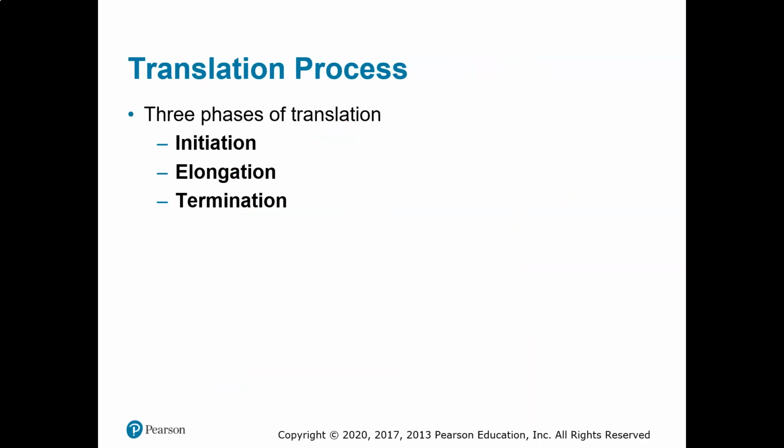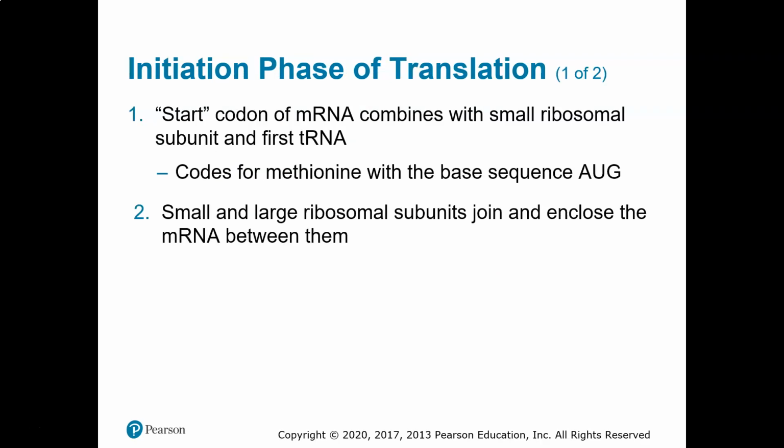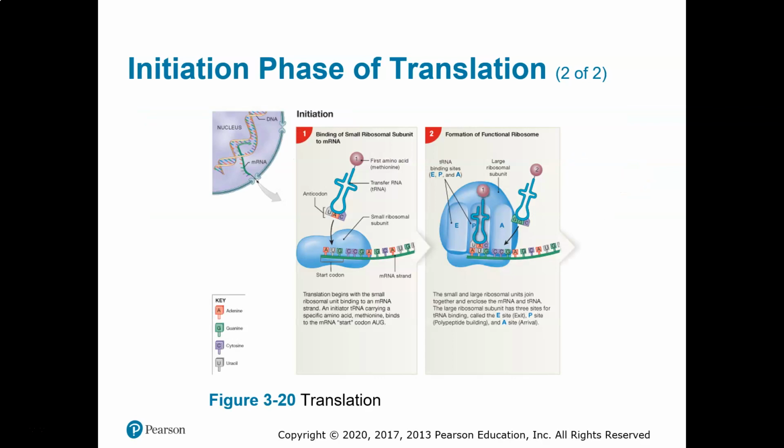There are 3 phases of translation. It starts with an initiation phase, which uses a start codon, and that start codon is AUG, and I've already told you what it stands for. It stands for methionine. Every protein in the entire world, in any organism, begins with the amino acid methionine. All proteins begin with methionine.